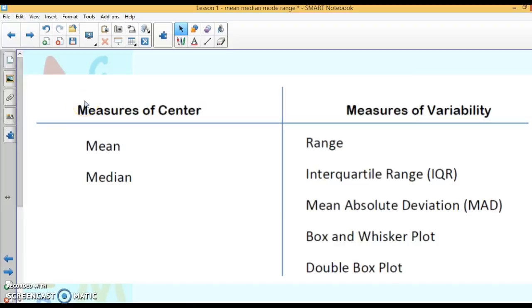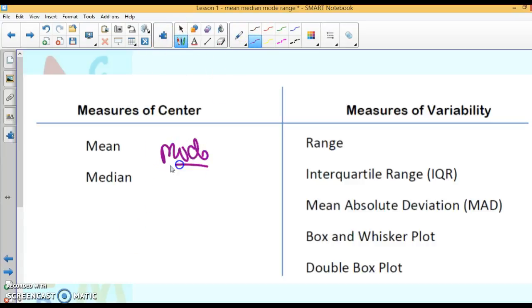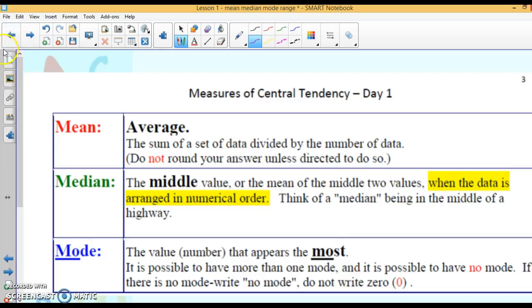Now, we are going to talk about measures of center and measures of variability. Measures of center: mean, median, and we can really add mode to this list, although it's not really a center. Mode is the one that appears the most. Mean is the average, median is the actual middle number. Then, measures of variability: range, interquartile range, mean absolute deviation, box and whiskers, and double box plots. We're going to talk about all these things throughout this unit. Today, we're talking about mean, median, mode.